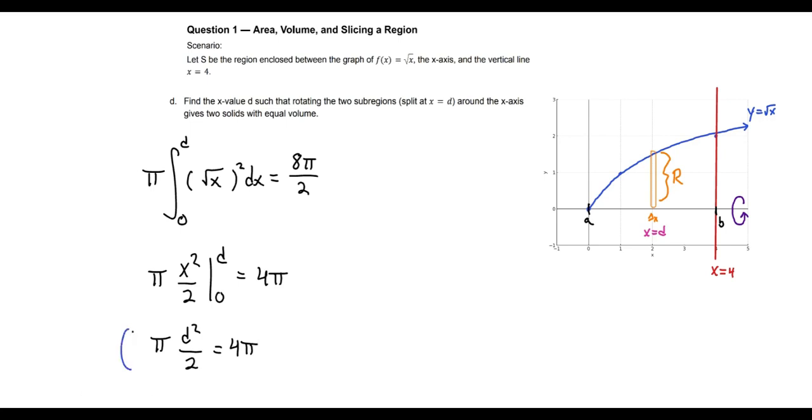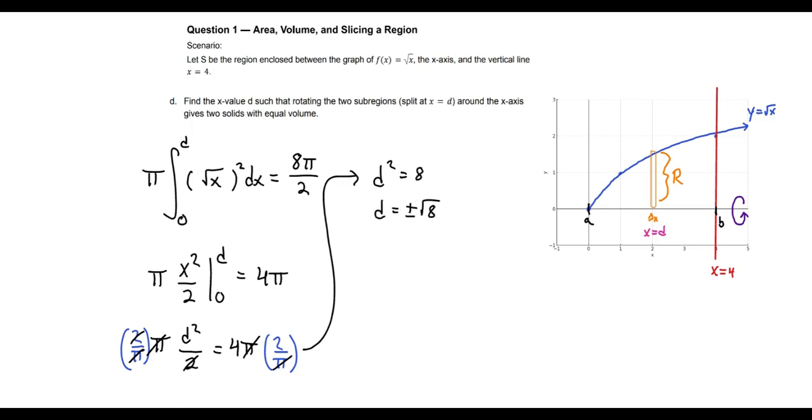Now what we're going to do is we're going to multiply both sides by 2 over pi. That way these pi's are gone, these 2's are gone. Nicely over here, those 2 pi's will be gone. So we got d squared is equal to 8, which means that d is equal to plus or minus the square root of 8. But of course, we don't want the negative square root of 8. We want the positive square root of 8 for this particular problem.